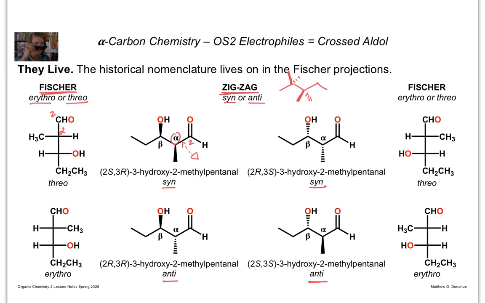See how these are syn here? But in the Fischer projection, notice that the OH is on the other side. So what happens in a Fischer is that you're actually rotating around that carbon sigma bond. And so instead of having a total zigzag, it converts into something like this.